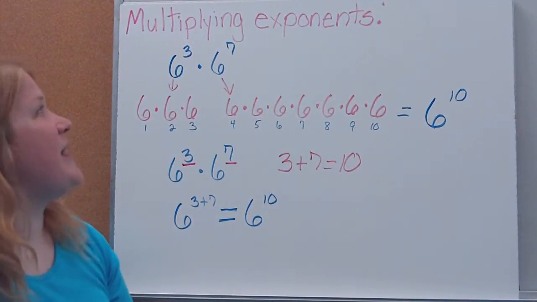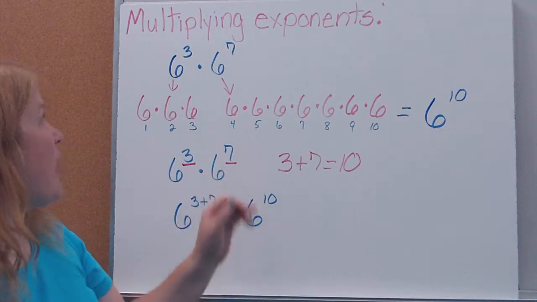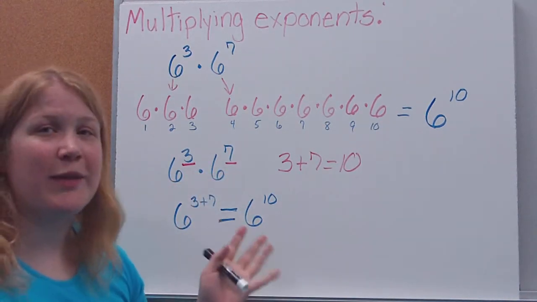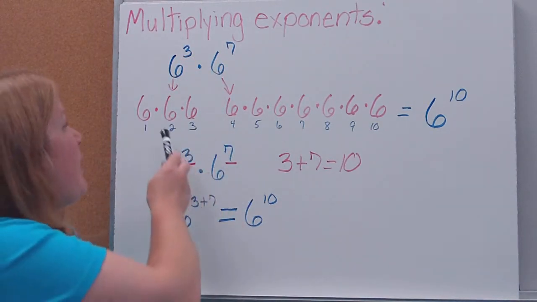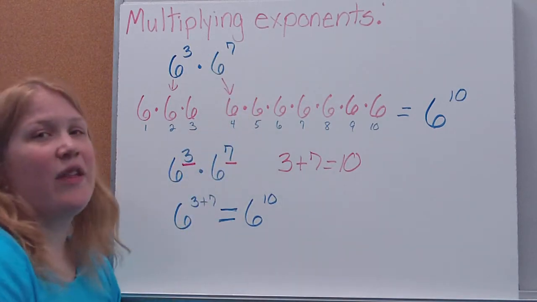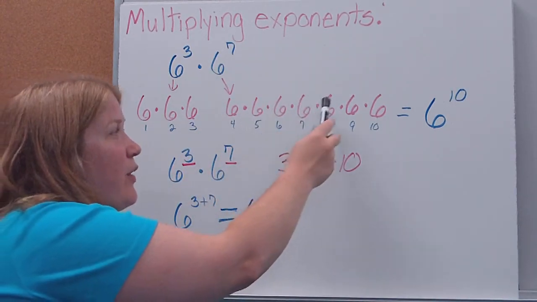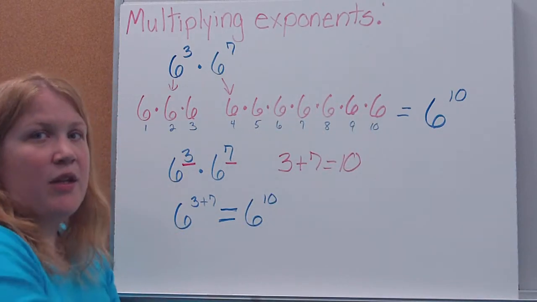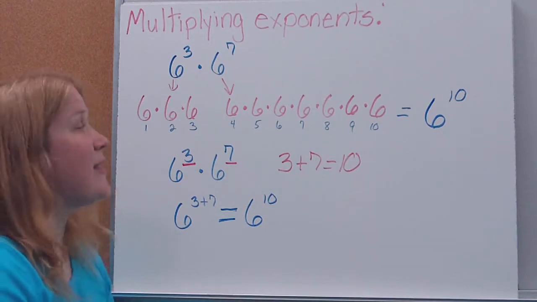Here I've shown you an example of multiplying exponents. The quick rule is just add your exponents. Well, why does that work? Let's break it down and look at it. If I have 6 to the 3rd, what does that mean? It means I'm multiplying 6 times 6 times 6. If I have 6 to the 7th, what does that mean? It means I'm multiplying 6 7 times. You'll see I've written it out 7 times here. So if I multiply all of these 6s together, how many 6s am I multiplying?